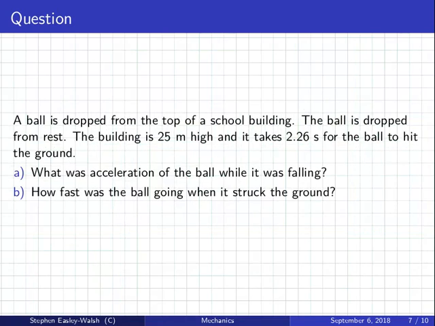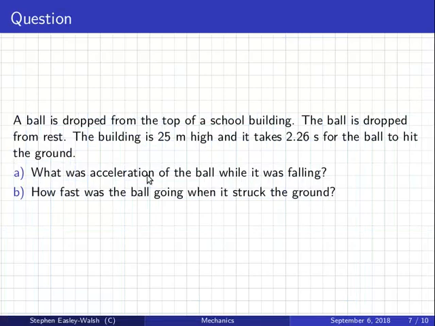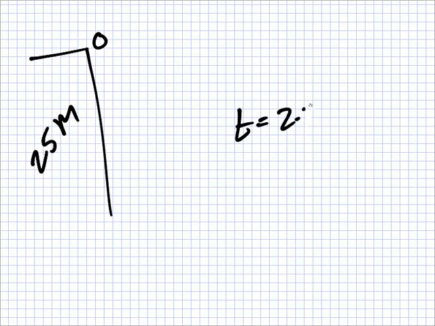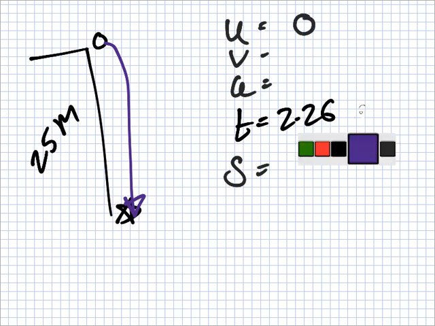Right. Next one now. A ball is dropped from the top of a school building. Okay, so I'll draw this for you to help. So the ball's dropped here. The building is 25 meters high, and it takes 2.26 seconds for the ball to hit the ground. So it falls down here, okay? So you have U, V, A, T, S. And the U is 0. And what's the V? Do we know or not know? We don't know. And we don't know the A, or at least I haven't told you the A yet. And what's the S?